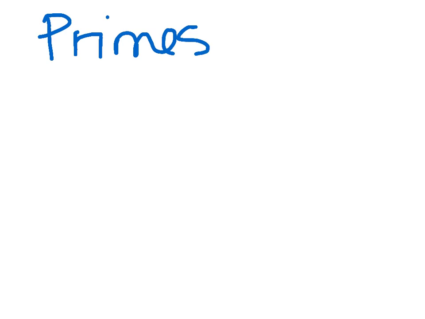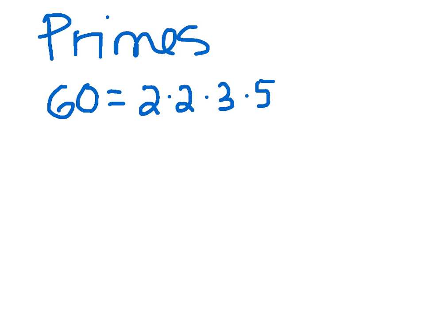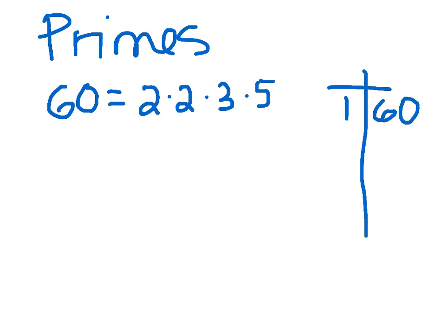Let's talk about 60, which has the prime factorization of 2 times 2 times 3 times 5. By looking at this, we can figure out what all of the factors of 60 are just by what we can see with our very eyes in the prime factorization. We know that 1 goes into every number, and its factor partner is 60.